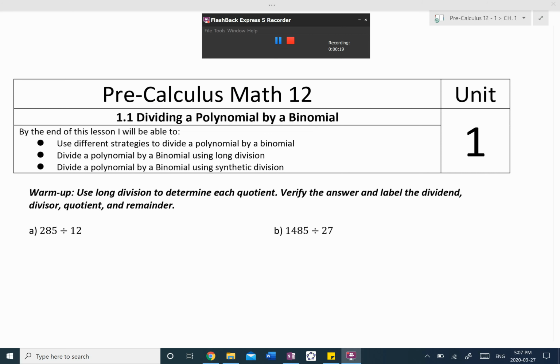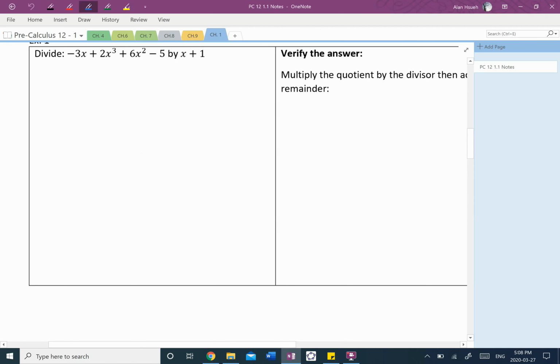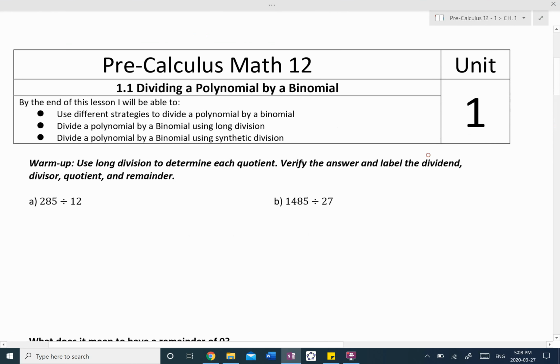We are going to learn about dividing polynomials by a binomial today. Now, before we do that though, I would like to just quickly review long division. I'm sure many of you still remember how to do it, but let's just double check. So here is the first example in the warm-up section.